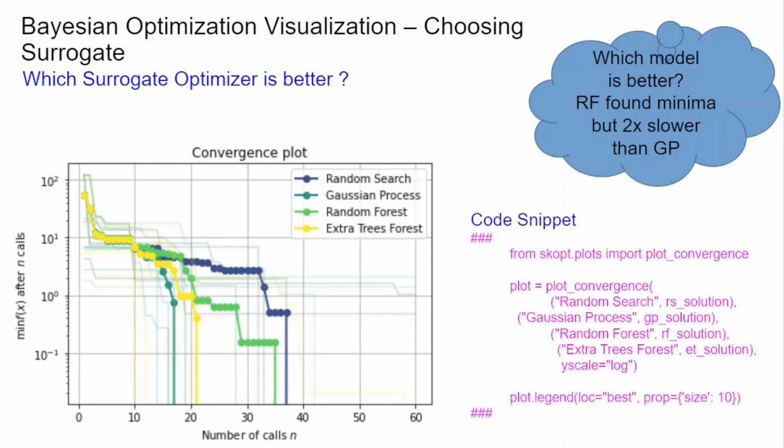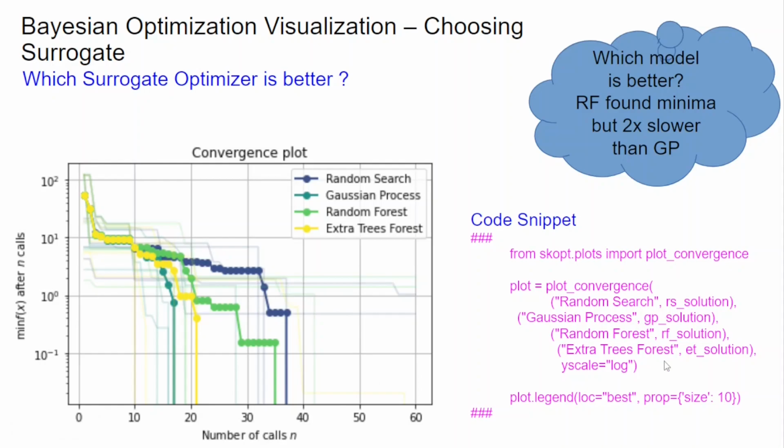And what sort of code is needed to write this? The skopt package has this plots function, and it helps you plot the convergence plot. So it's a one-line call. I will show you how I initiated the RS solutions and all later in the slides, but right now, as long as I have initiated the RS solution, GP solution, all these solutions, then this chart is just one line of code.